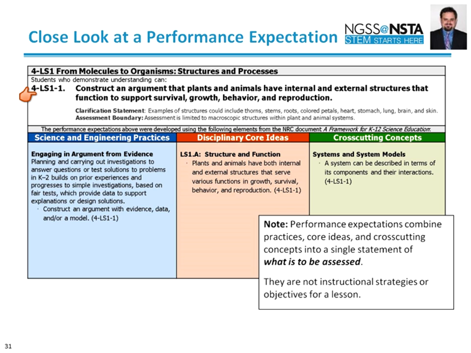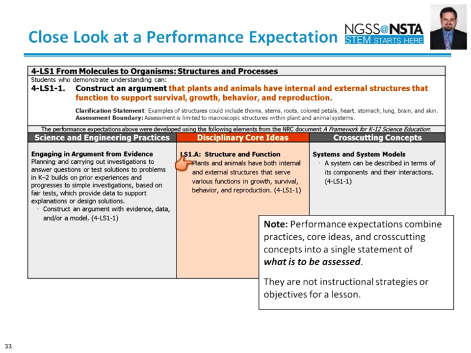But the performance expectation is designed in such a way that it really probes the three dimensions here. So we have construct an argument that plants and animals have internal and external structures that function to support survival, growth, behavior, and reproduction. So this idea of construct an argument is specifically described by this science and engineering practice.